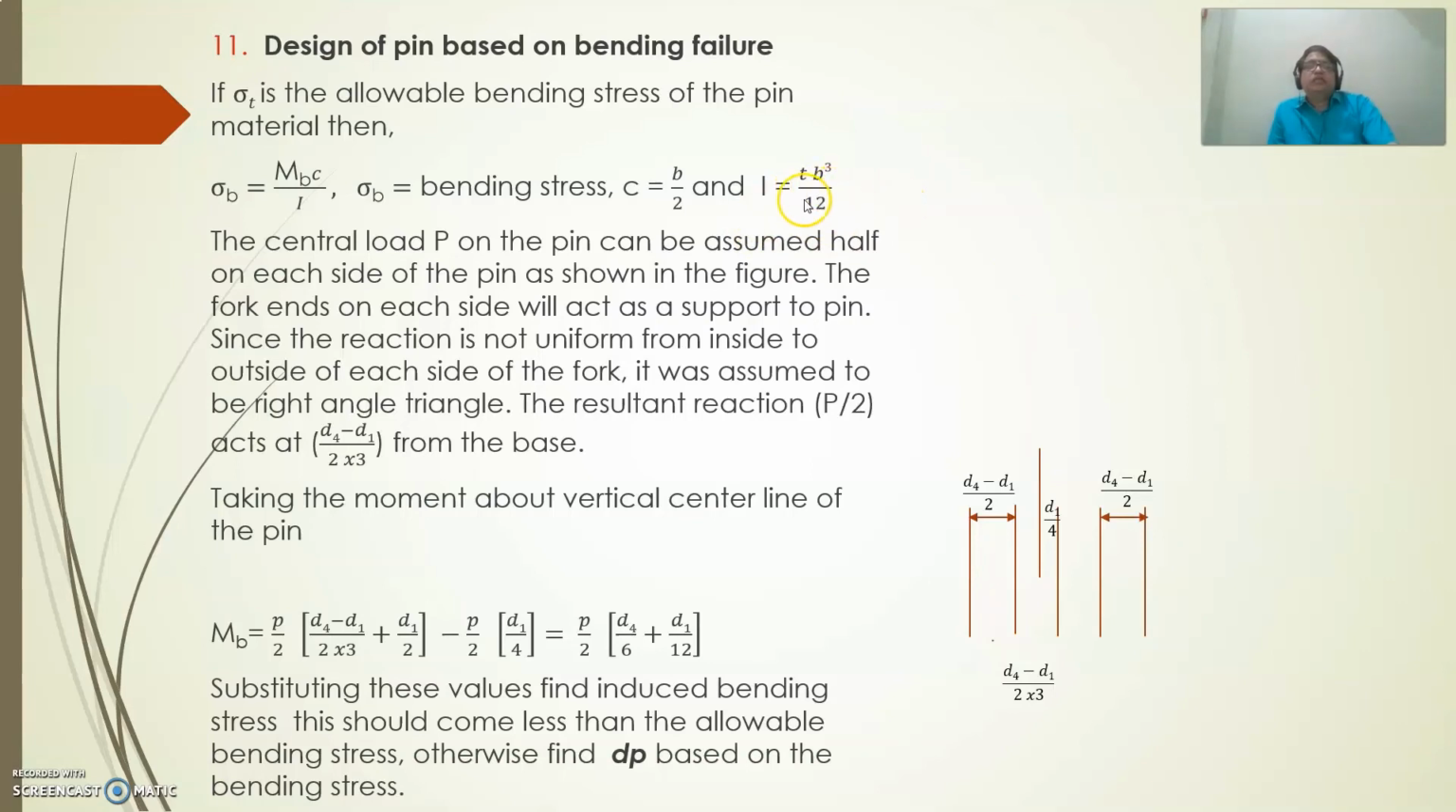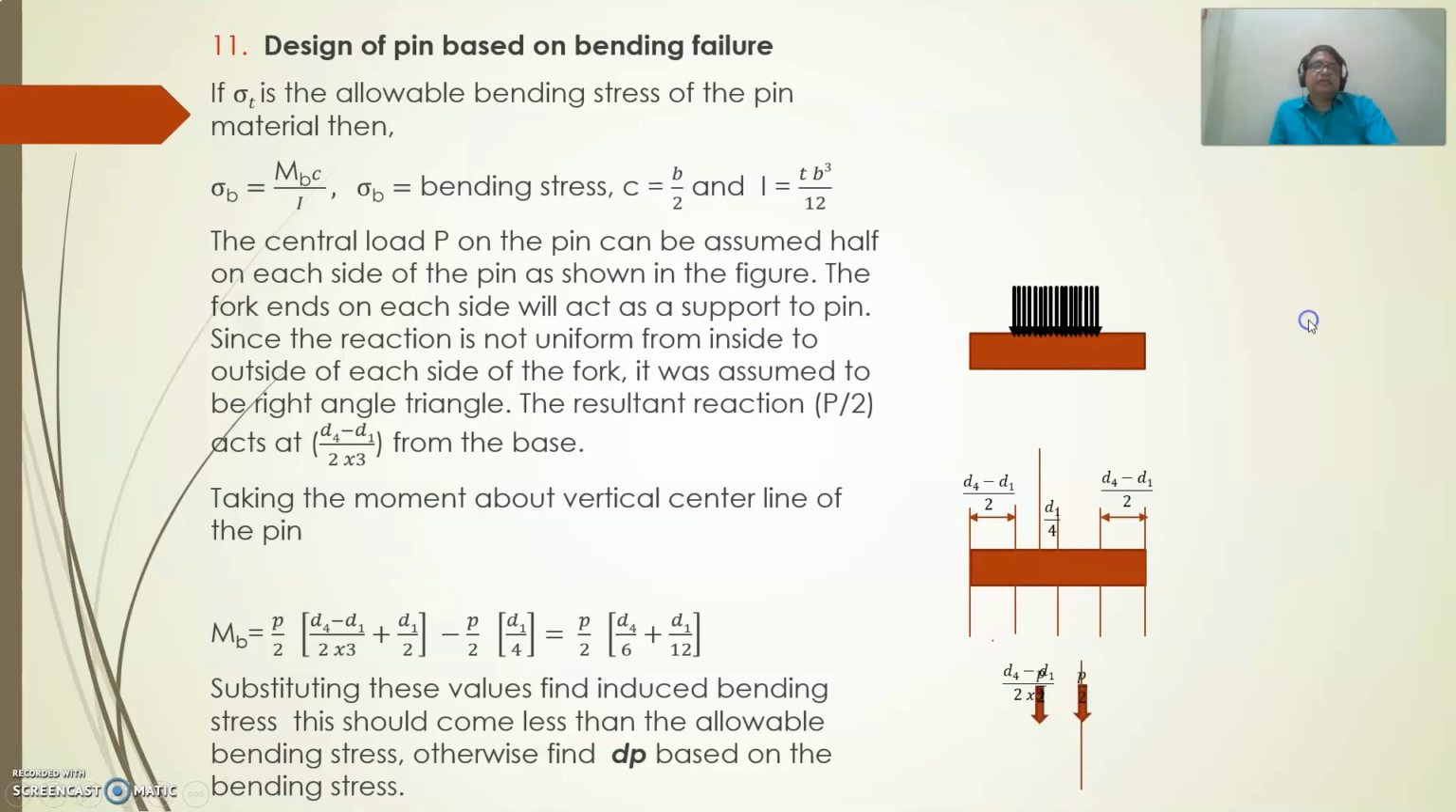So b is the neutral axis, so the length of that is b, and b by 2 is nothing but the distance of the fiber from the neutral axis. Since this dimension we are making as c, I have to take the cube. Here I have shown this is the pin or the spigot. It is subjected to a load P, and again I have to mark out the center line.